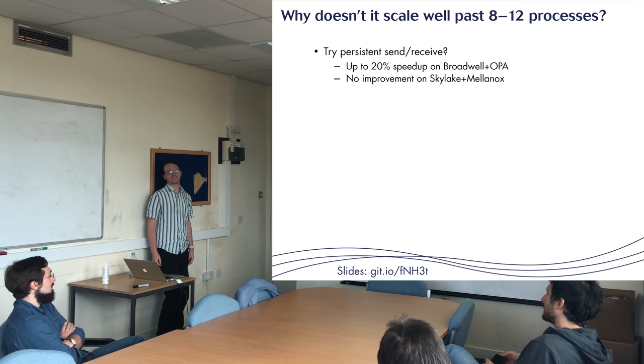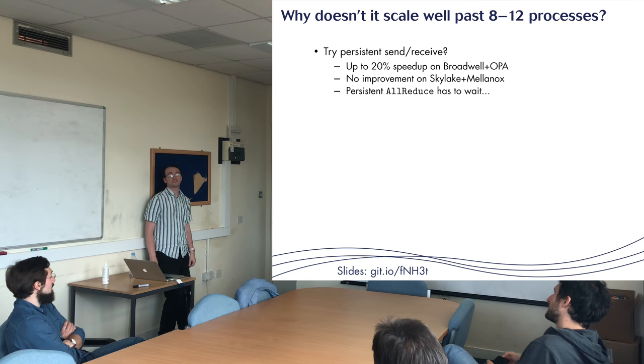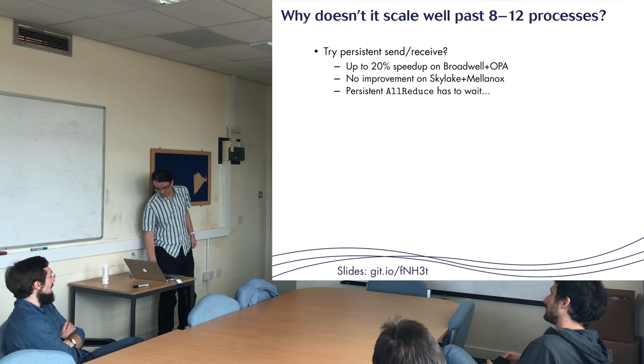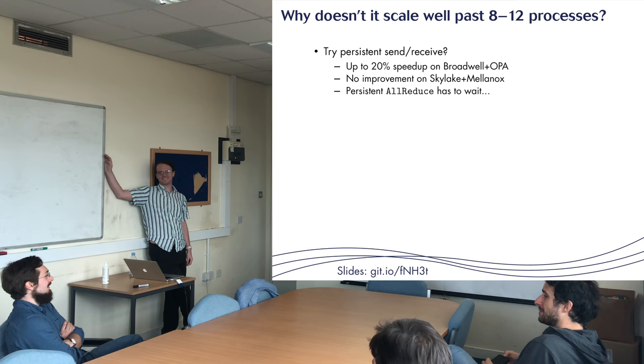Yeah, I mean, cool. So we'd like to see whether using a persistent allreduce would help us. Unfortunately, it's not yet implemented, so we can't do much about that. Sure, you can make your own, right? Make your own MPI library. That's fork MPICH. No, sure, but allreduce is just a handy shortcut, right?